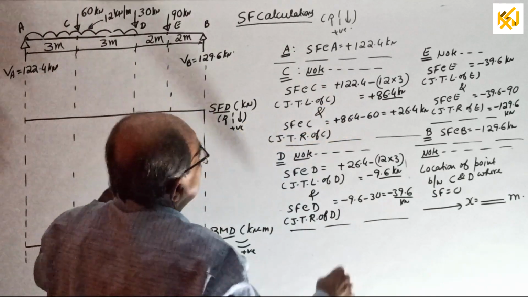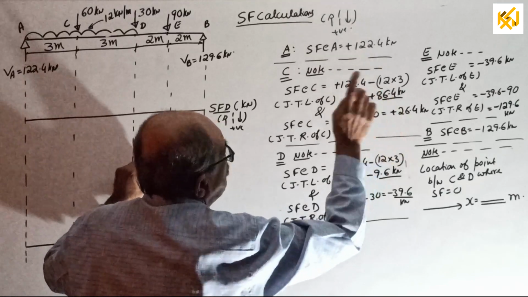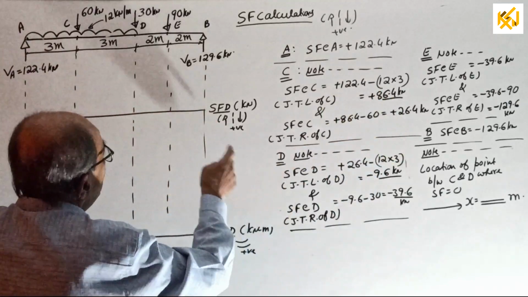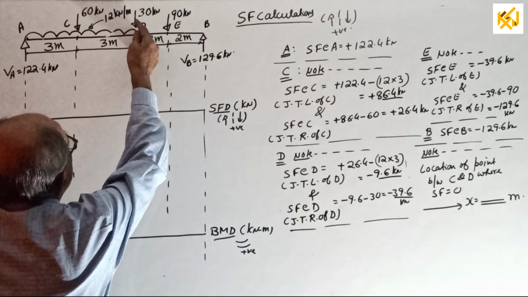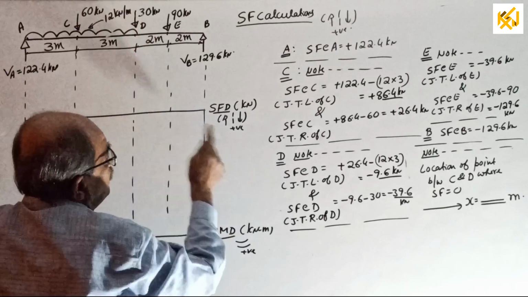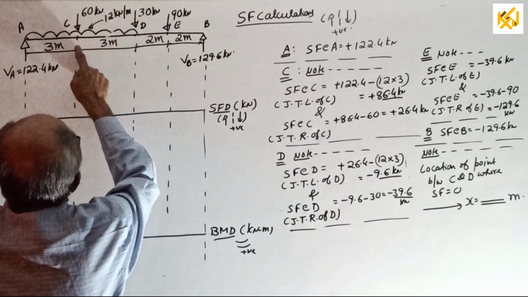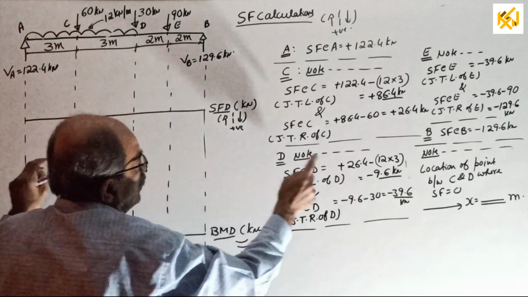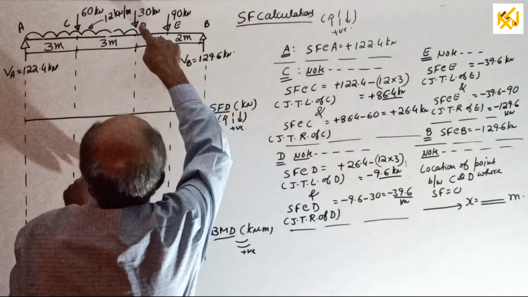Come to just to right. Whatever you got just to left, subtract 60, you get shear force just to right. Same way, come to D. Again point load is there. Once just to left, then just to right. Just to left answer: previous answer minus 12 kN per meter for another 3 meter. Okay. Just to right: whatever you got there, minus 30.